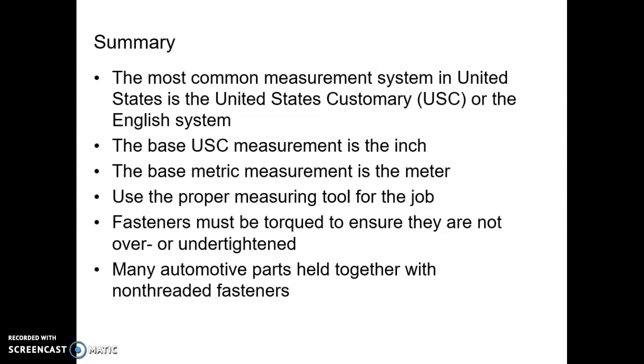So in summary, the most common measurement in the United States is the USCS, although the vast majority of cars made in the past 30 years are built to metric measurements. The USCS system is based on the inch. The metric system is based on the meter. We are in a world market, so even though cars sold in the United States may seem to use the USCS system, all vehicles manufactured in the past 30 years are manufactured to metric numbers.